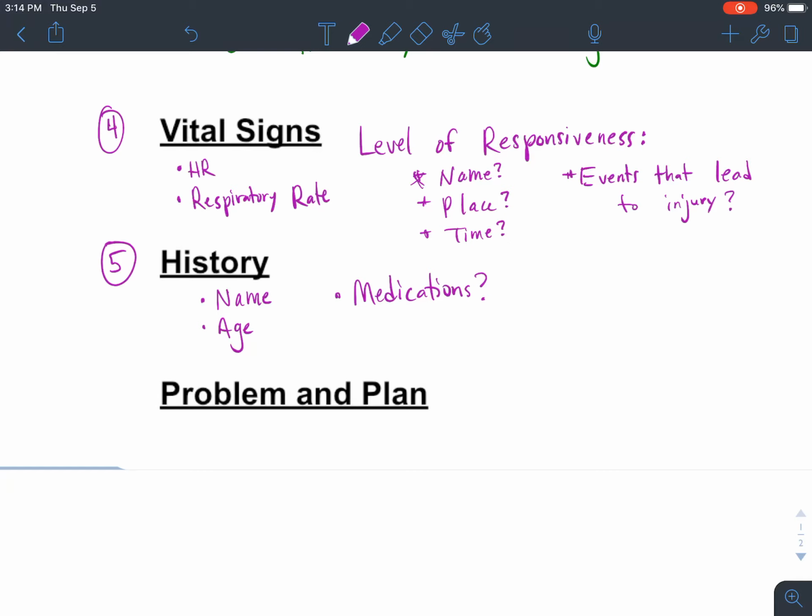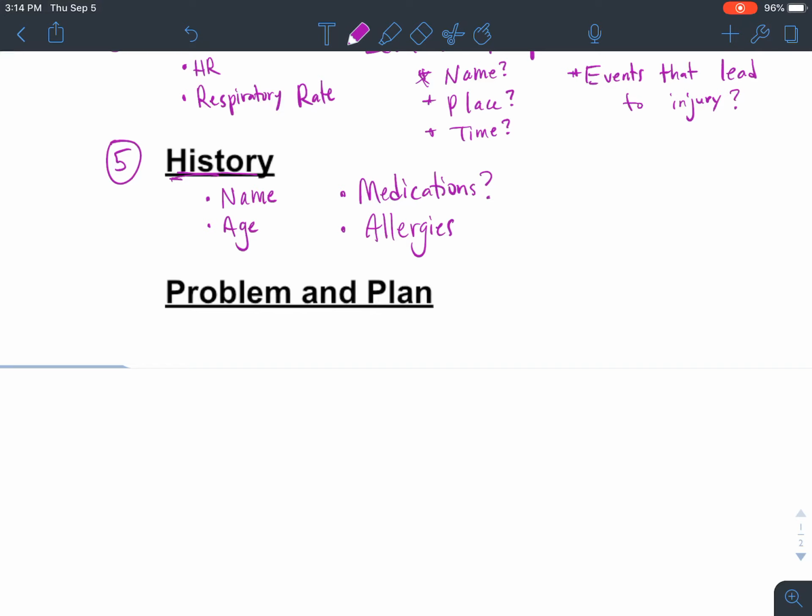We need to know things that happened in the past, like their normal things. So we want to know their name, their age, their medications, any allergies they might have. Because if you know they have like a bee allergy or a peanut allergy and they just ate peanuts, this is good history to know to try to solve the problem. So name, age, medications, if they've taken any, allergies if they have any, and this is a good place to start. Now they might tell you some more information about their history, and this is good. Take that in and use it as you come up with your plan to help them.